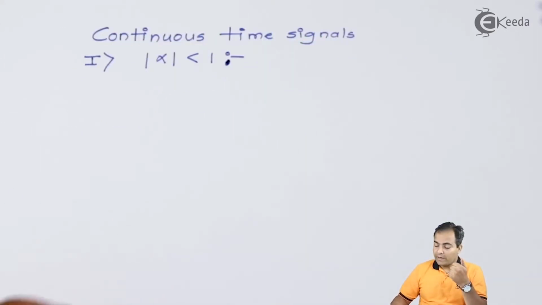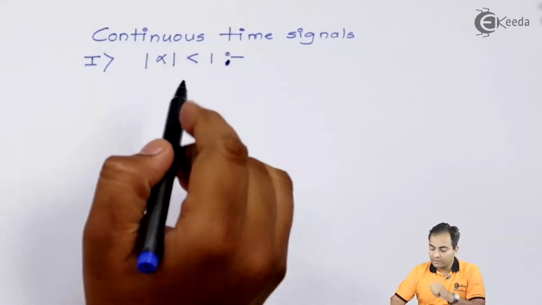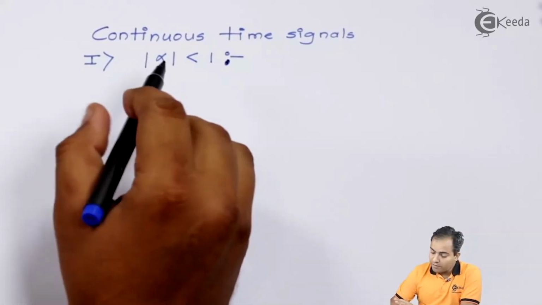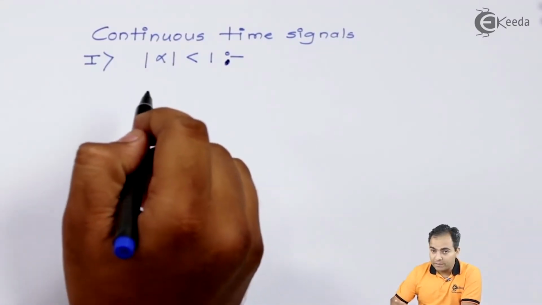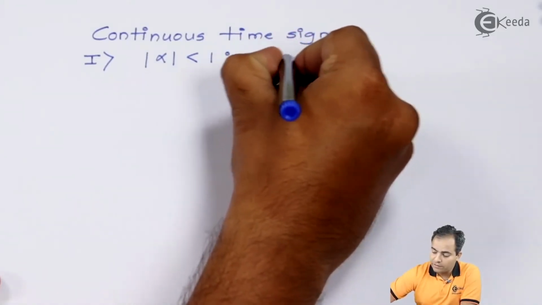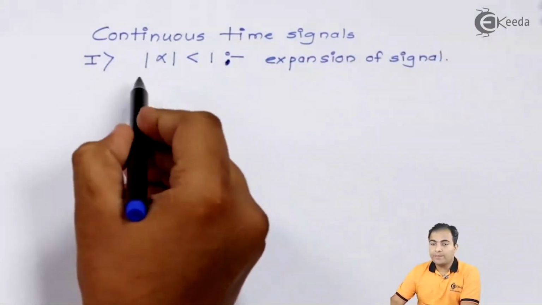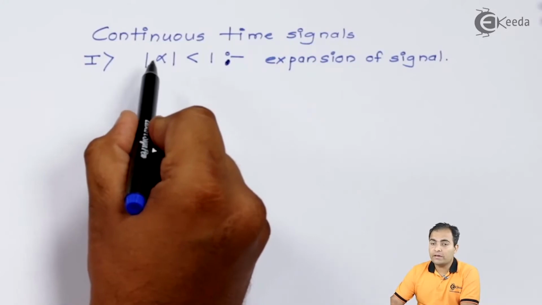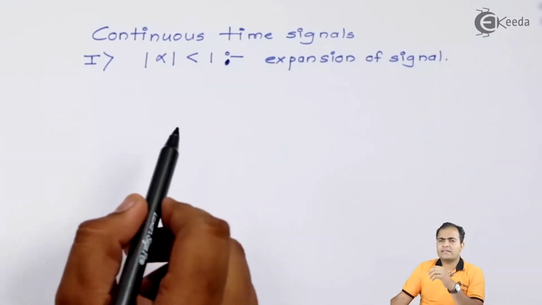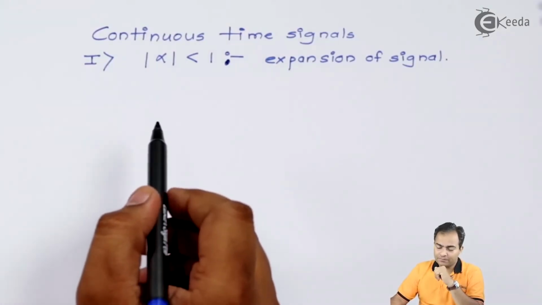We are going to apply mod of alpha less than 1 on continuous time signals. Now, as we have studied, if mod of alpha is less than 1, then expansion of signal takes place. So I'll write here expansion of signals. If you use a mod of alpha value which is less than 1, then expansion of signal will take place. Let's take one example to study how this expansion takes place.